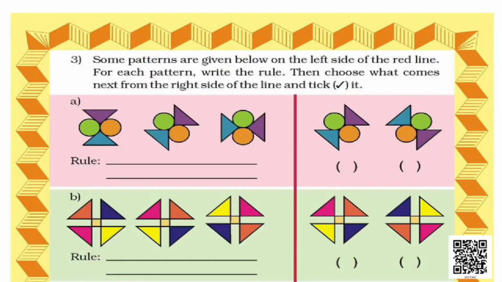Okay? Students, the next page, question number 3 says that some patterns are given below on the left side of the red line. For each pattern, write the rule. Then choose what comes next from the right side of the line and give it a tick mark. Okay?